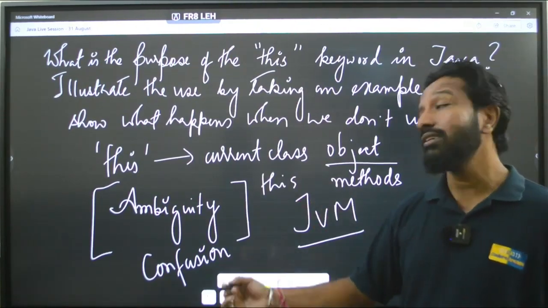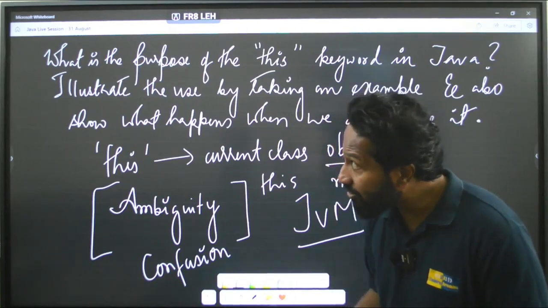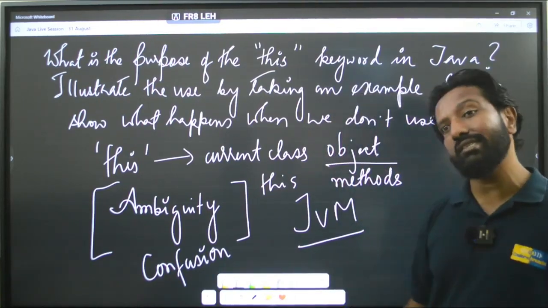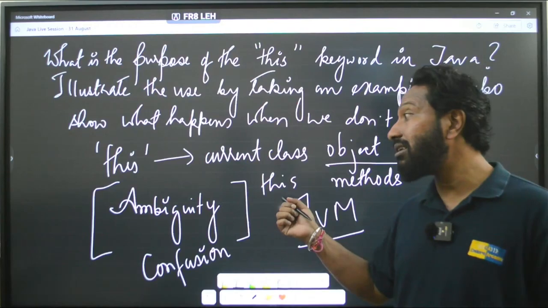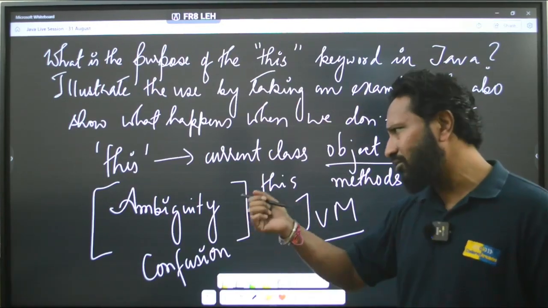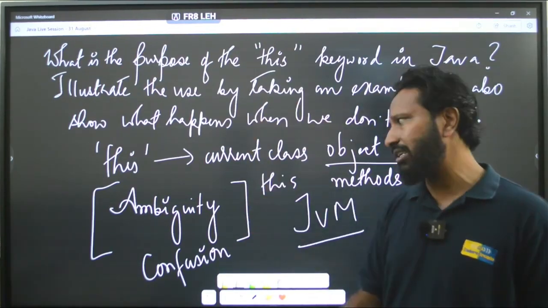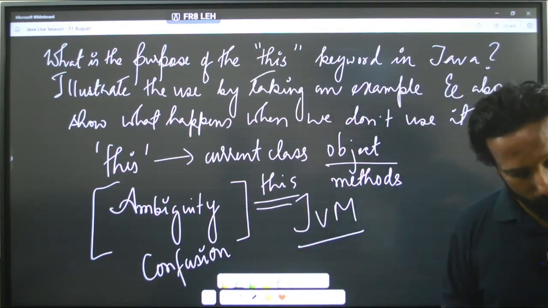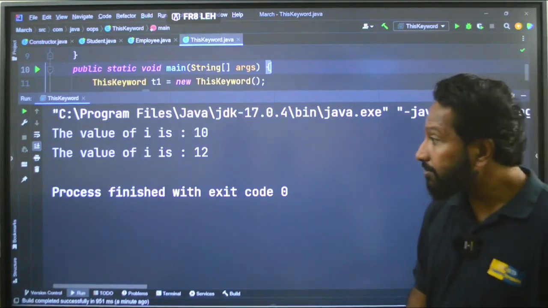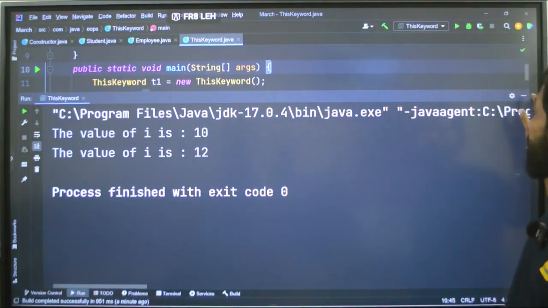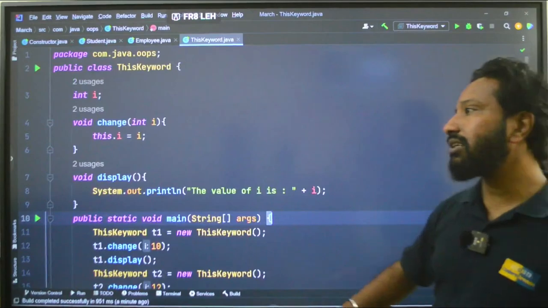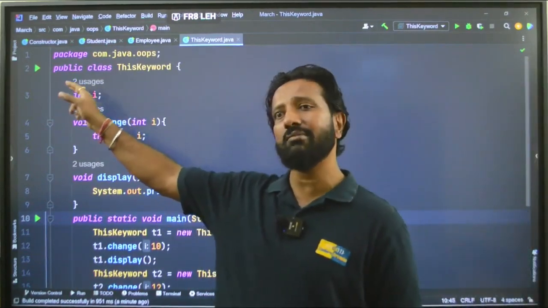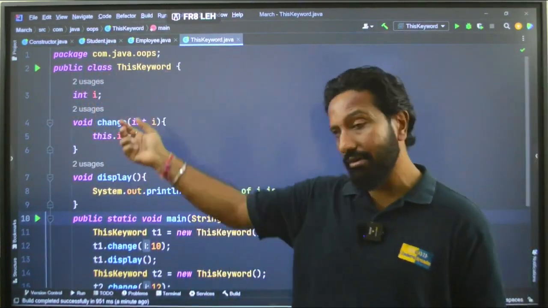Got it? Guys, this was a very important concept which is very frequently asked in the interviews, and people tend to ignore it. They go to some other very important concepts and they say this is not at all important. Now, I guess you have seen the importance of this keyword, right? Got it? So, this is how it works. So, this keyword refers to the current class instance variable. It can be the object also, it can be the methods also.